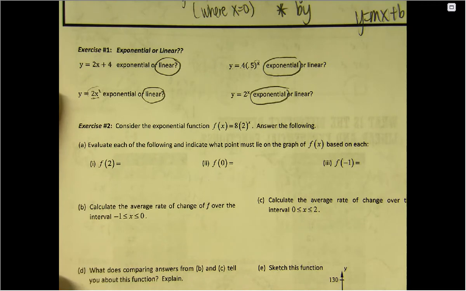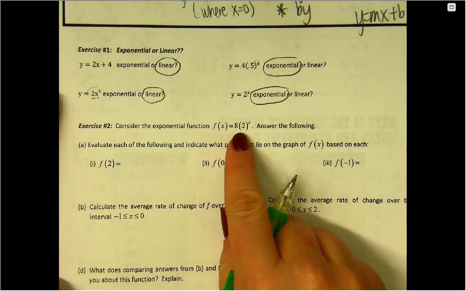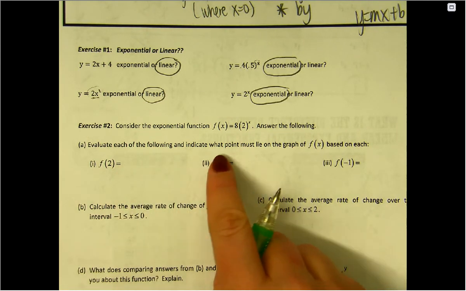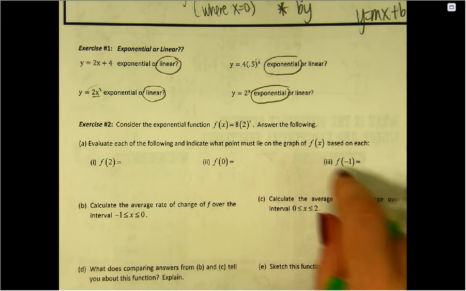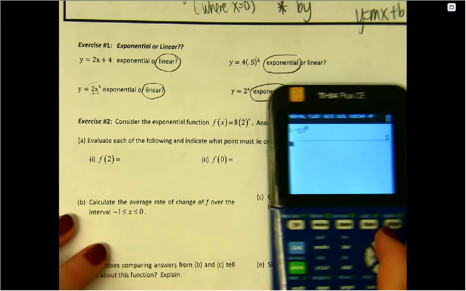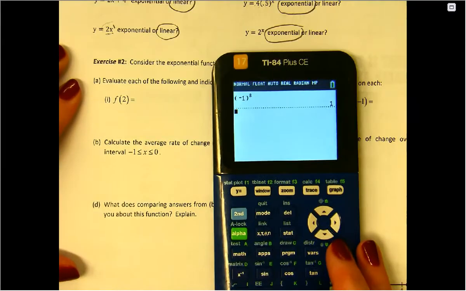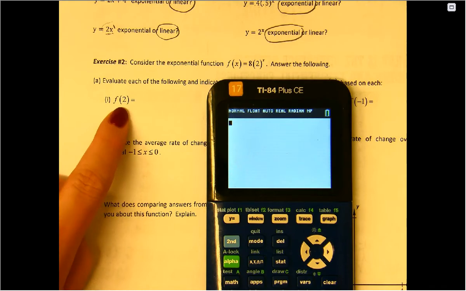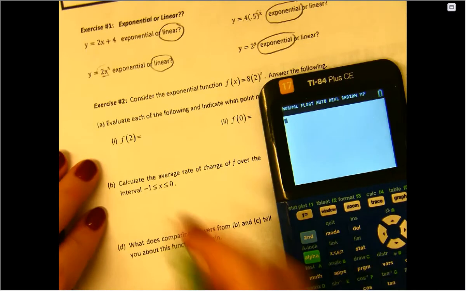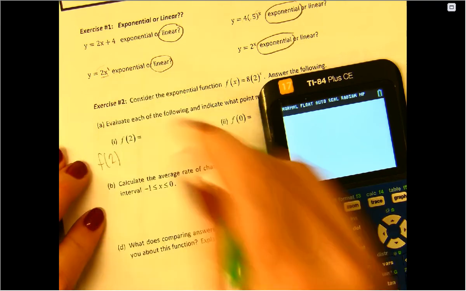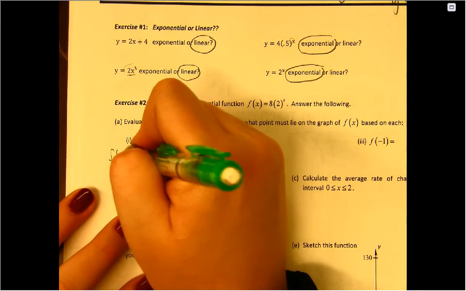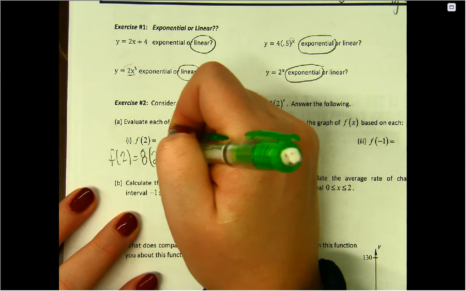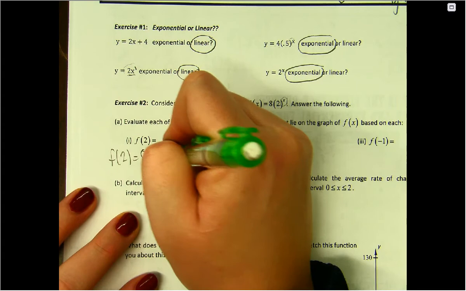Alrighty, so consider this function, f of x equals 8 times 2 to the x. I want to evaluate each of the following and indicate what point lies on the graph of f of x based on each. So here's my function, f of x equals 8 times 2 raised to the x, and I want to know what happens when x is 2. So f of 2 is going to equal 8 times 2, and instead of seeing x, I'm going to write 2.